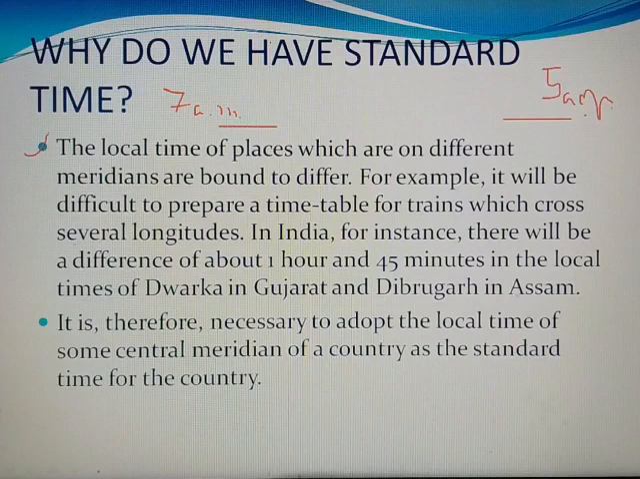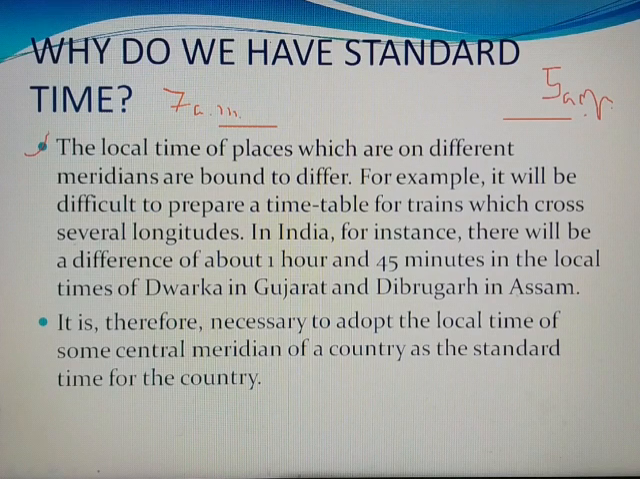First, the local time of places on different meridians is bound to differ. For example, it will be difficult to prepare a timetable for a train which crosses several longitudes. In India, for instance, there will be a difference of about 1 hour and 45 minutes in the local time of Dwarka in Gujarat and Dibrugarh in Assam.